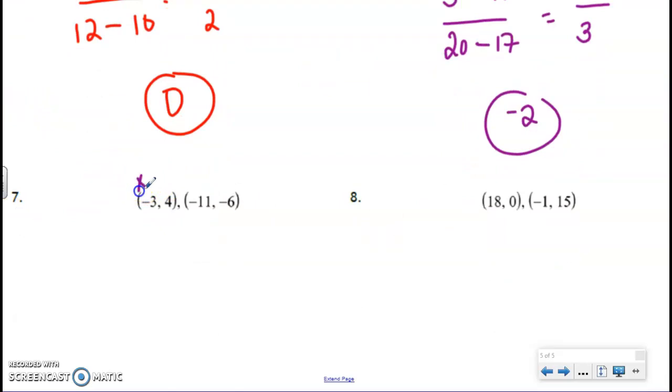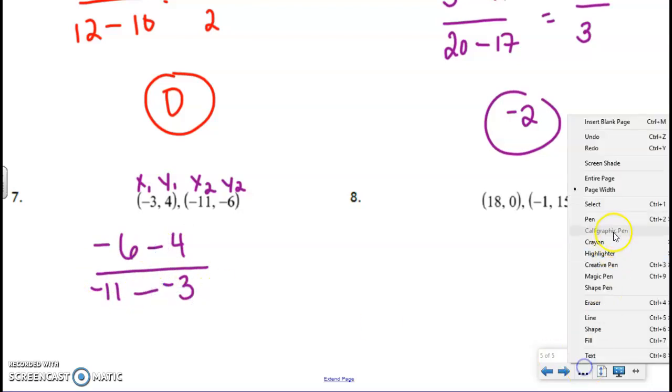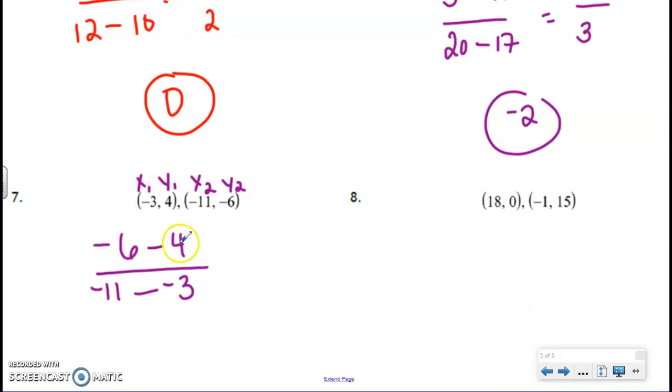Okay, let's do another one with some negative signs in there. So x1, y1, x2, y2. When I plug this in, I have y2, y1, x2, x1. And I'm going to subtract in between. This is where you need to think back to middle school. Negative 6 minus 4, you can do keep, change, change. So negative 6 plus negative 4 is negative 10.